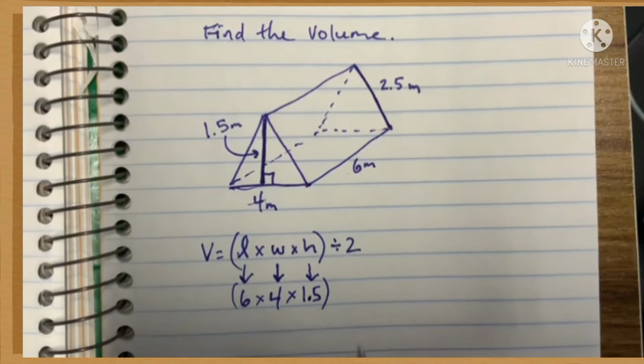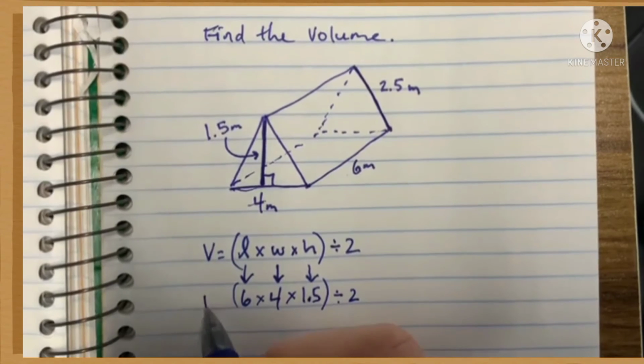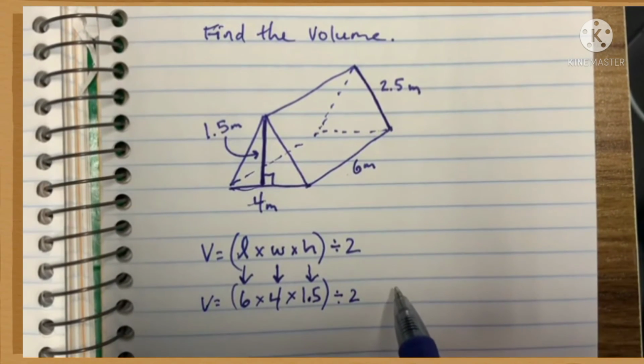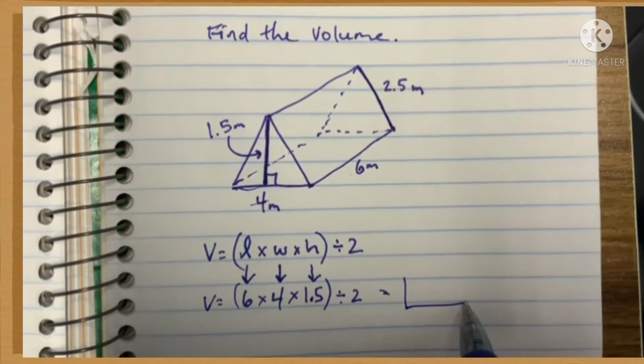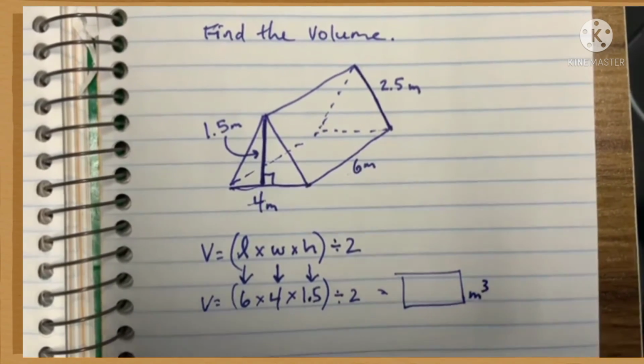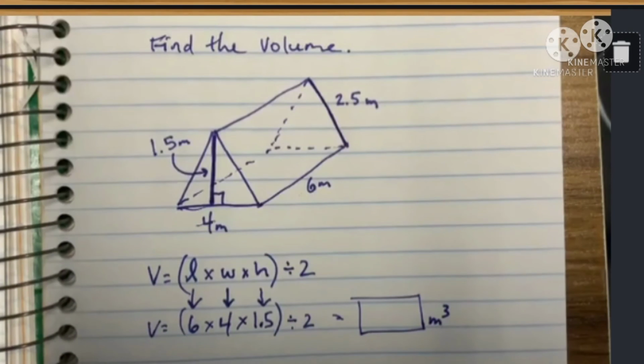So we're multiplying all these numbers together, and then we're dividing by 2 to get that volume, okay? Length times width times height divided by 2. So find that, and remember our answer is always in cubes, or to the power of 3, meters to the power of 3. All right, good luck finding that, and I'll see you on the next one.